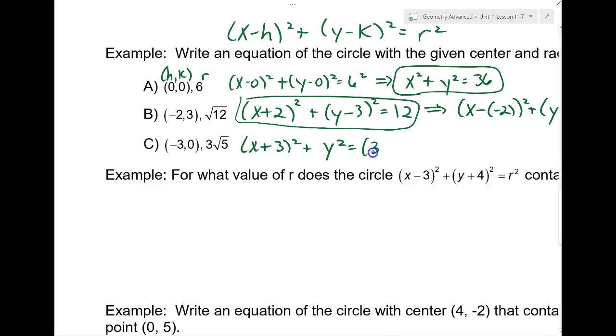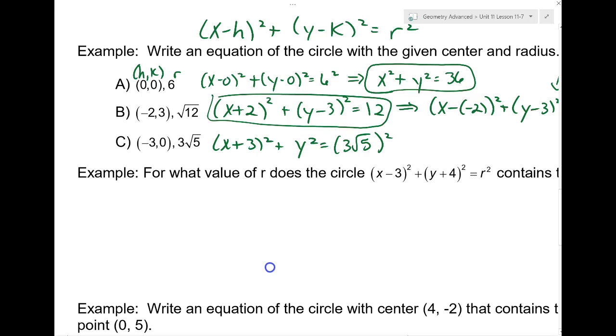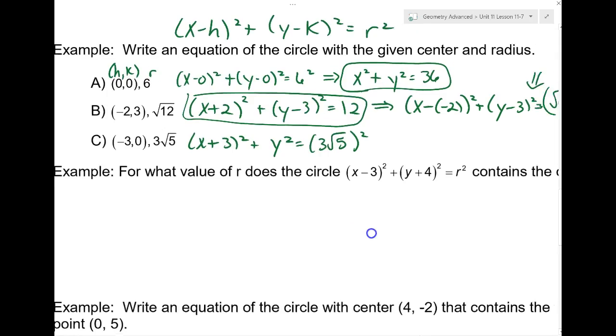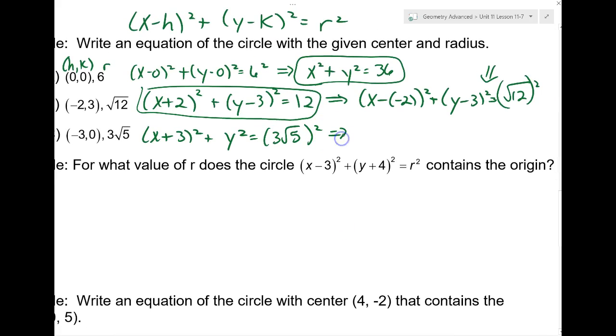All right, let me do this one step here. What's 3? Remember, what did I just put around that 3 root 5? Because I have to remember to square the 3, which is 9, and then times the square root of 5 squared, which is 5. So 9 times 5 is what? 45.